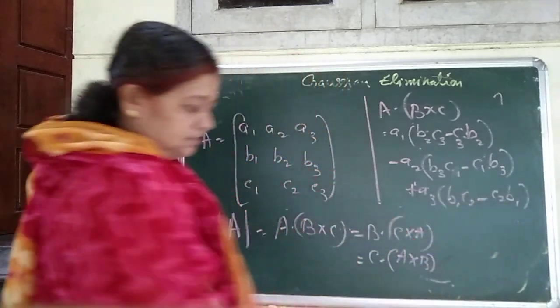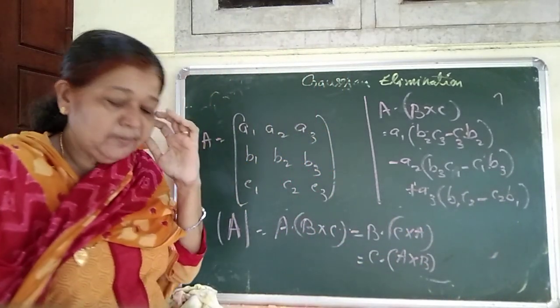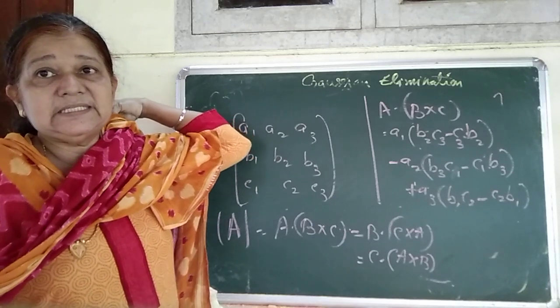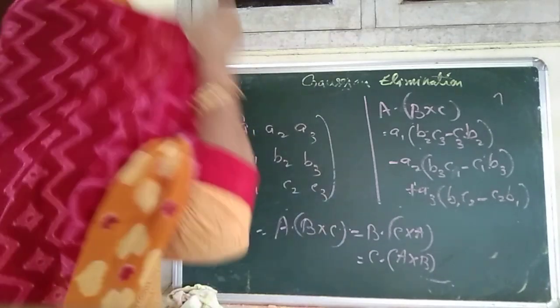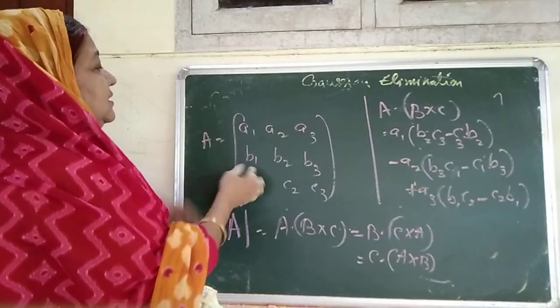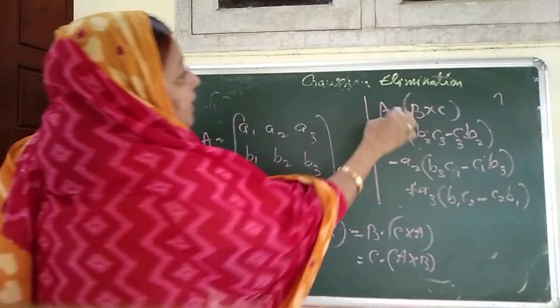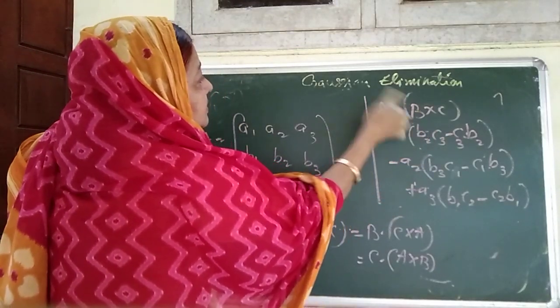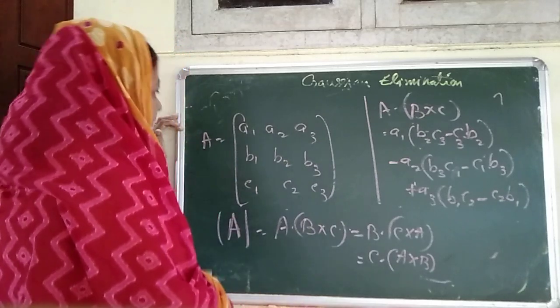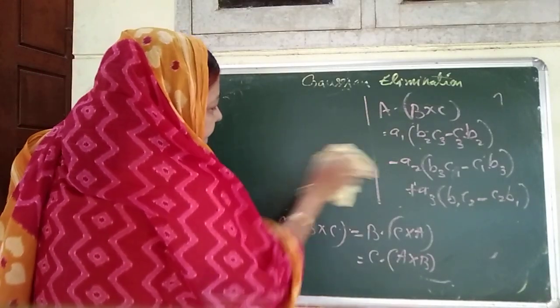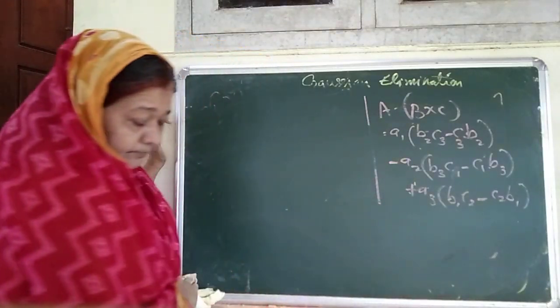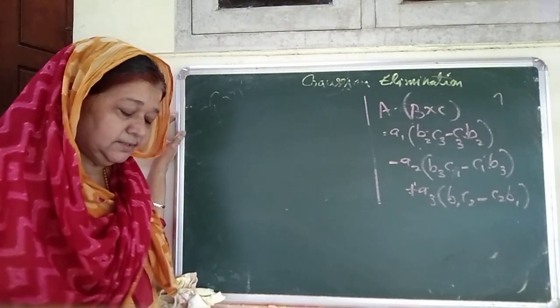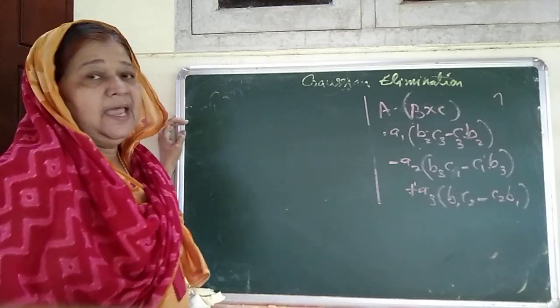It is the determinant. Then the determinant has many properties. If we interchange two values, we can see that it is minus of that value. So A dot B cross C equal to this, we can interchange, and therefore it is minus of that. Then we defined eigenvalues.